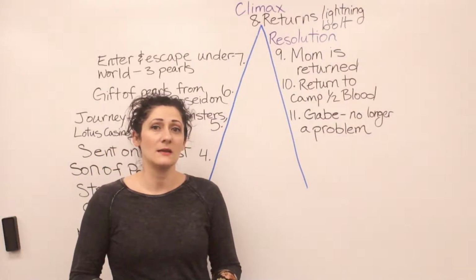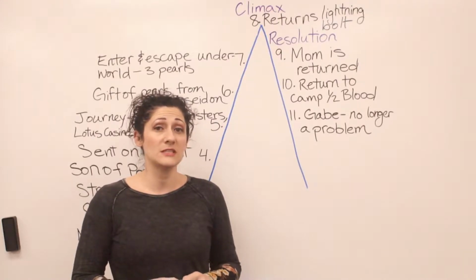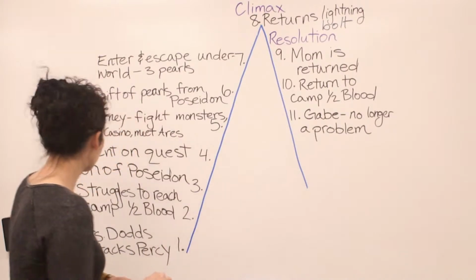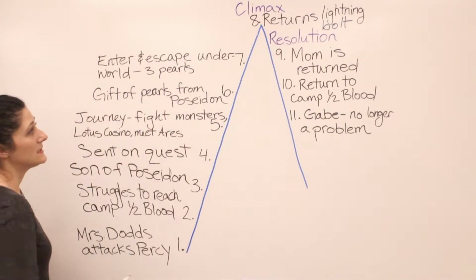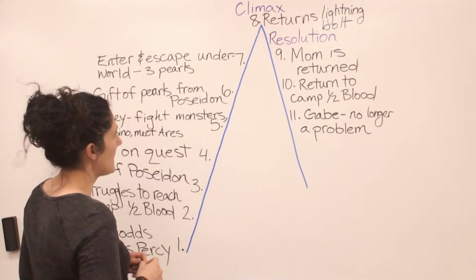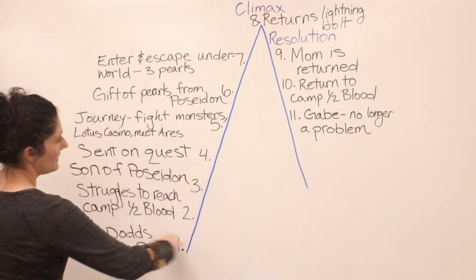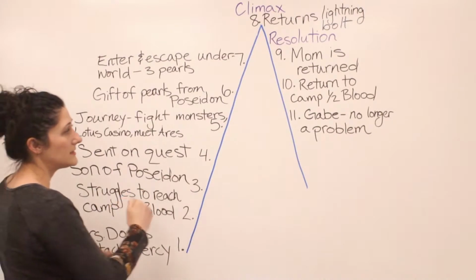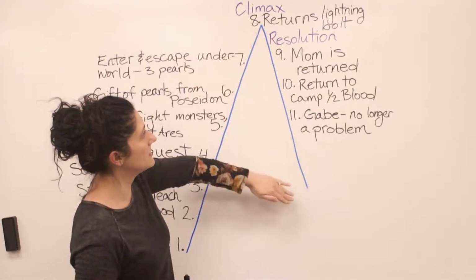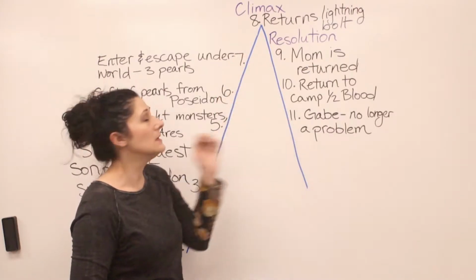Today we are talking about the plot in Percy Jackson and the Olympians, The Lightning Thief. So, this is our diagram we're going to be using today. These events here are all the steps leading up to the climax of the story. And then coming down on this side is our resolution.